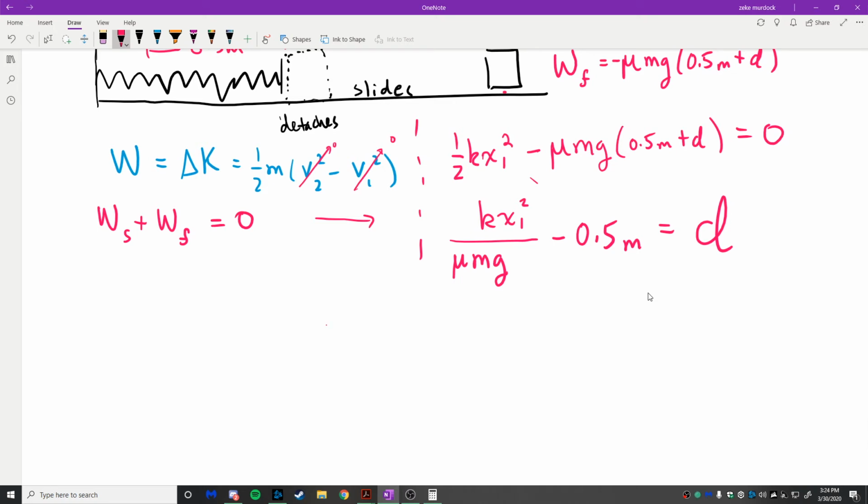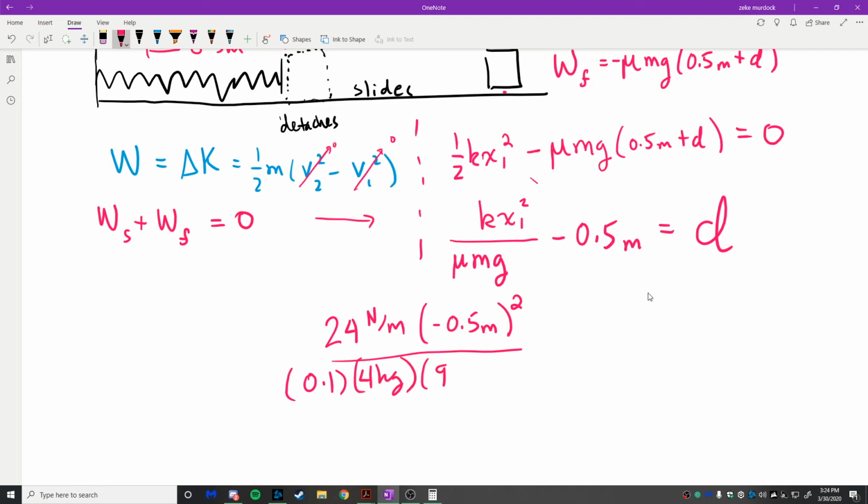So I think k was 24 newtons per meter. X1 was negative 0.5 meters squared. Mu is 0.1. The mass was 4 kilograms. And obviously gravity is 9.8 meters per second squared. G is always positive in these problems. It's not because G's positive, it's just the quantity G is always represented by positive 9.8, and then we subtract 0.5. And that gives us the distance.